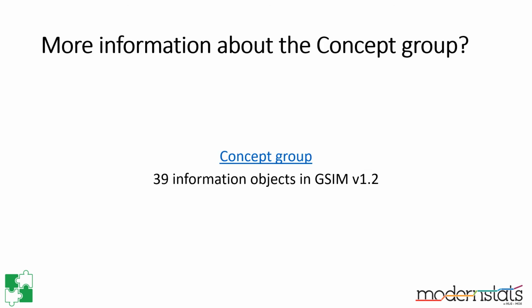Yeah, and the next slide, I think, is the final slide. More information about the concept group can be found under that link that will bring you into the clickable. There are 39 information objects altogether in GSIM version 1.2. So this was only roughly half of it in mine and Catrin's presentation. So there is a lot more to explore over there.